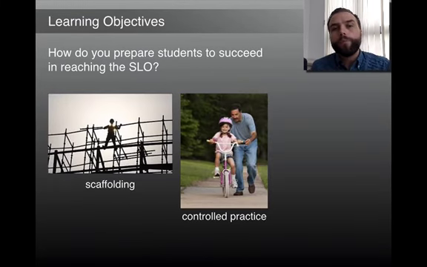So how do we prepare students to succeed in reaching the student learning objective? Well, there's a few answers. The first is scaffolding, okay? So this is the support and the steps that we're going to break down the task and help our learners to complete step by step to get to the final objective. Also, controlled practice is something we can do in the beginning stages of the lesson and the middle stages of the lesson before we give our students the freedom to achieve the task by themselves.